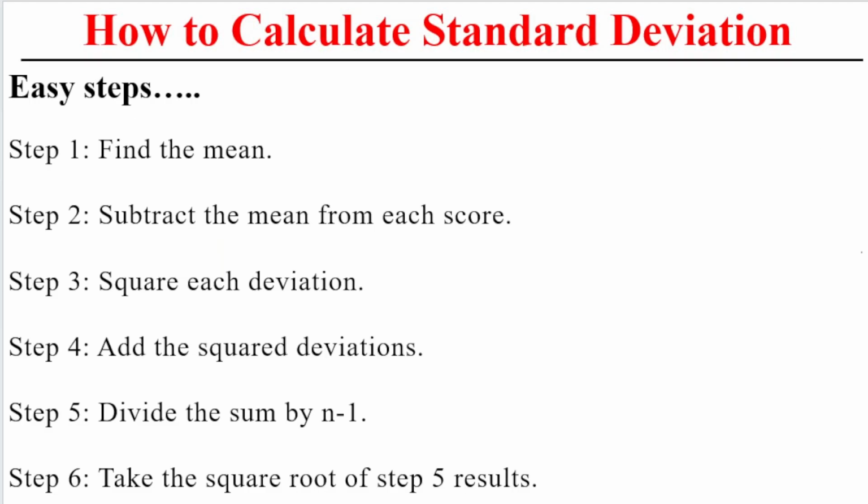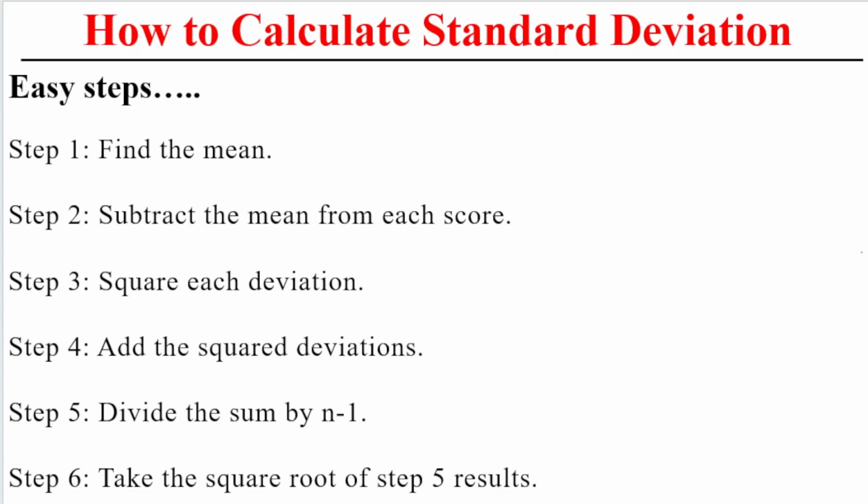In this video, I will take you step by step on how to calculate standard deviation. In step one, we'll find the mean. In step two, we'll subtract the mean from each score. Then step three, we'll square each deviation. In step four, we are going to add the squared deviations, all of them together.